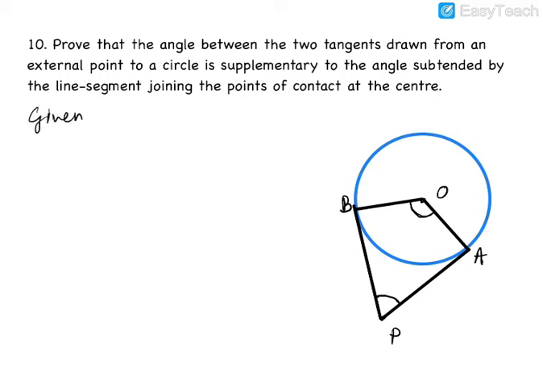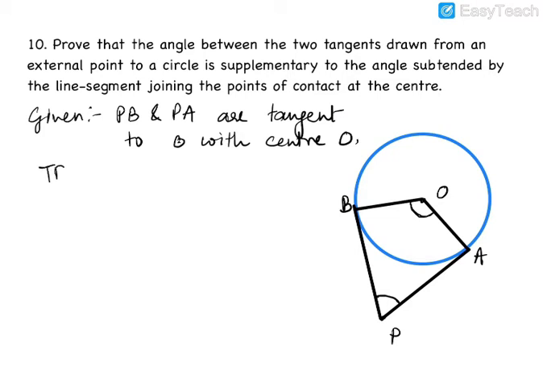So let's write down what is given. PB and PA are tangents. And we have to prove that angle P plus angle O is equal to 180 degrees. This is a very easy question. We just have to make use of the first theorem. OB and OA are radii. And we know that the radius is perpendicular to the tangent at the point of contact. So angle OBP will be 90 and angle OAP will also be 90.